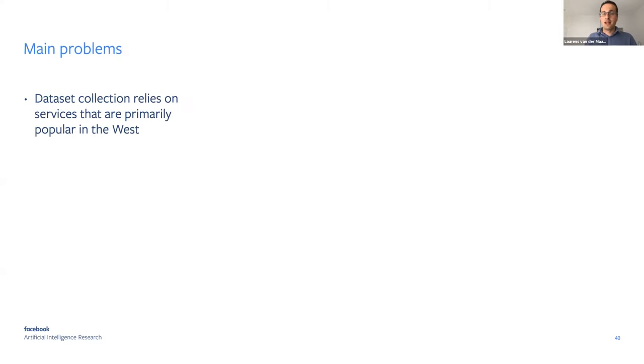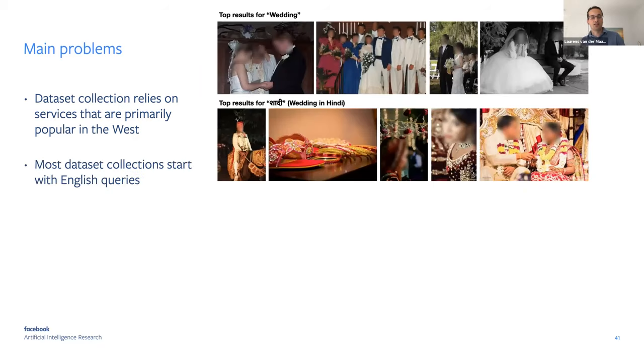So why does this happen? I think there are a whole bunch of problems, but two really stand out. The first one is that dataset collection for a lot of modern image recognition systems relies primarily on services that are popular in the West, like Flickr, which are used in some countries, but not in other countries. And probably the second one, and maybe the most important one, is that most dataset collection starts with English queries. And that can really introduce large variations in the types of data that you're collecting.